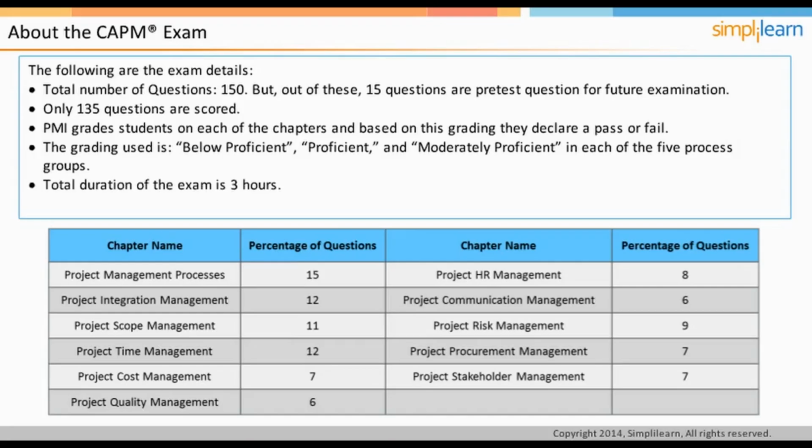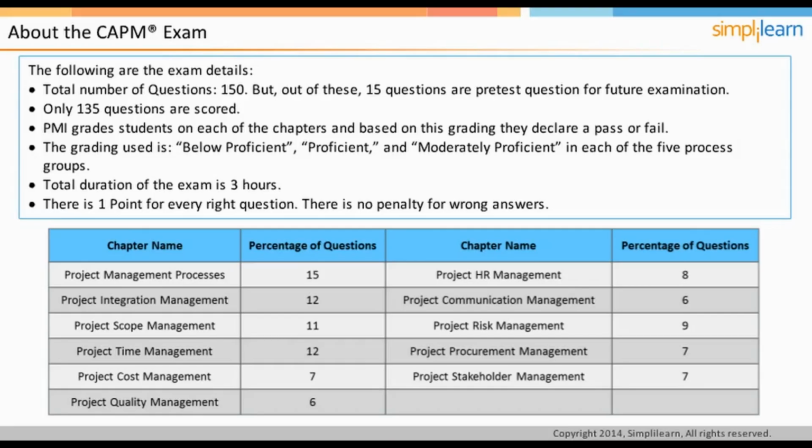CAPM exam is conducted for 3 hours. There is 1 point for every right question. There are no penalties for wrong answers. The result, pass or fail, is determined by a combination of these grades. How many grades or number of points one has to score to pass the CAPM exam is not made public by PMI.